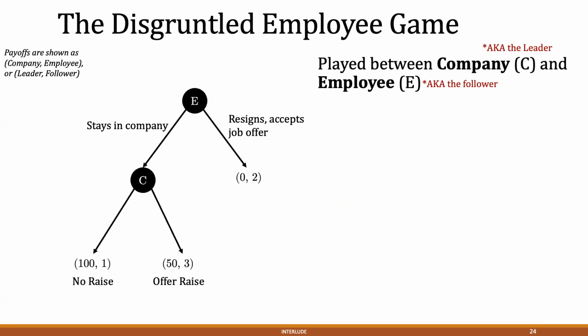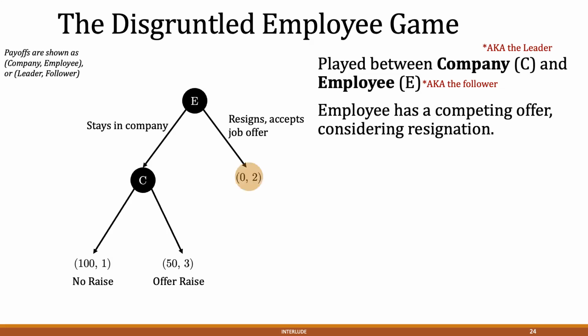So this is a game that's played on the game tree on the left. It's between two players, the company and the employee. The company is known as the leader, right? And the employee is known as the follower. And these are not interchangeable. These are distinguished positions. So the game goes like this.